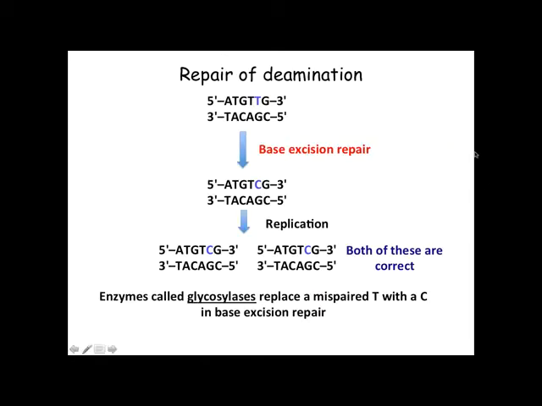So this is formerly the 5-methyl cytosine. It's been deaminated, so now it's a thymine. And normally base excision repair is going to remove this thymine because it sees that it's paired with a guanine, and put in a cytosine. And then after 1 round of replication, both of these are correct.